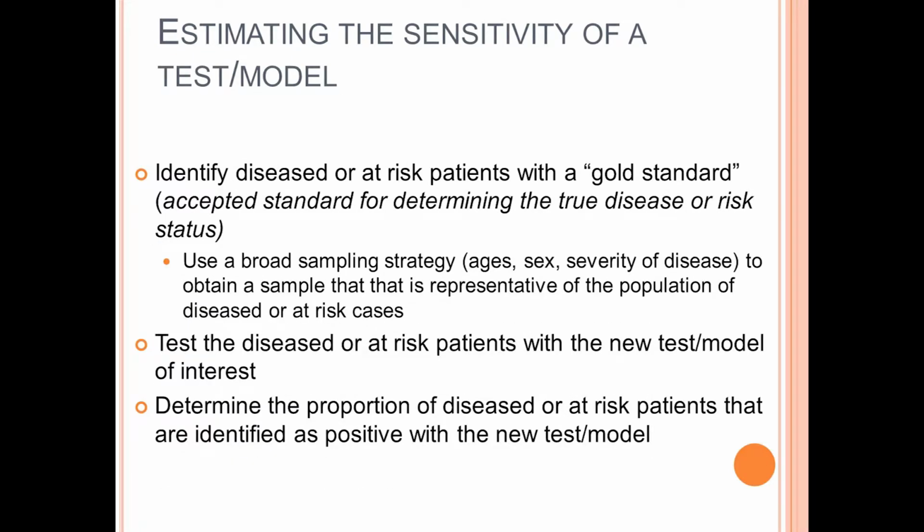So how do we go about estimating sensitivity? First, you identify those who are diseased or at risk using some gold standard, some standard that is known to identify these people with a high degree of accuracy. You use broad sampling strategies because you want to obtain a sample that is largely representative of the population of the disease or the risk cases. You test them with a new test or a new model of interest, and then you determine the proportion that are diseased or at risk that are identified as positive with this new model.